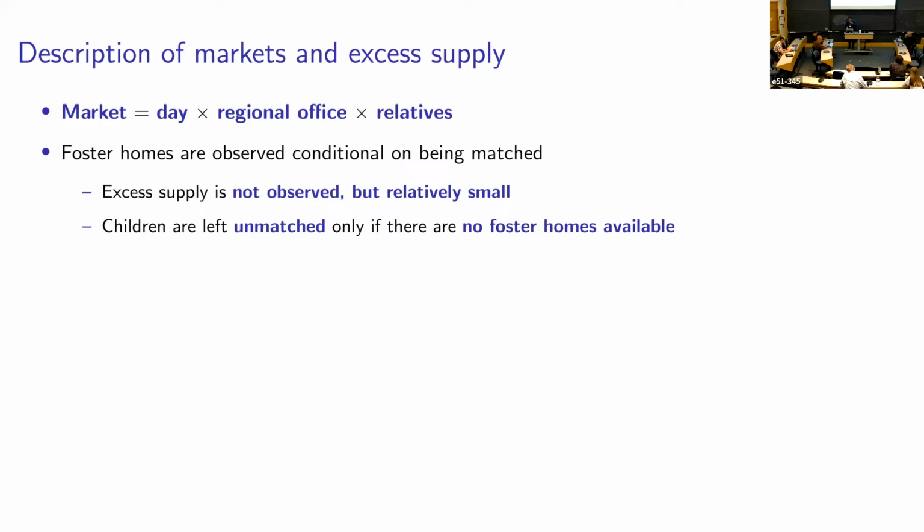Now, one limitation of the data is that we only observe foster homes conditional on being matched. So in some sense, the excess supply is not observed. However, we know that it's relatively small. It's not like there are many foster homes lying around that social workers are choosing from and that we're not observing. The reason we know this is because children are left unmatched only if there are no foster homes available. And whenever there's a foster home available, that child is going to be matched to a foster home.